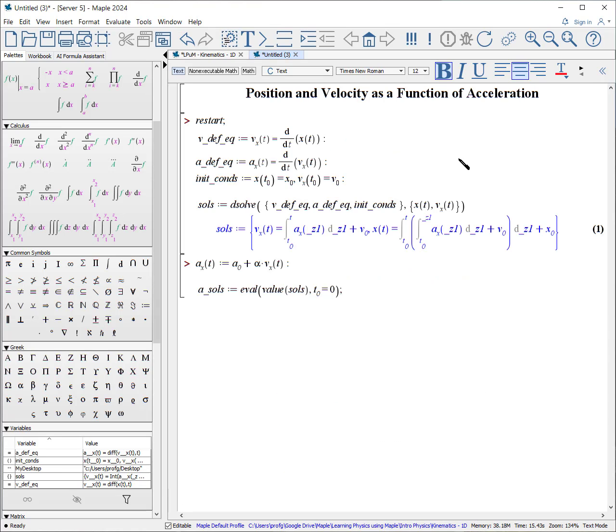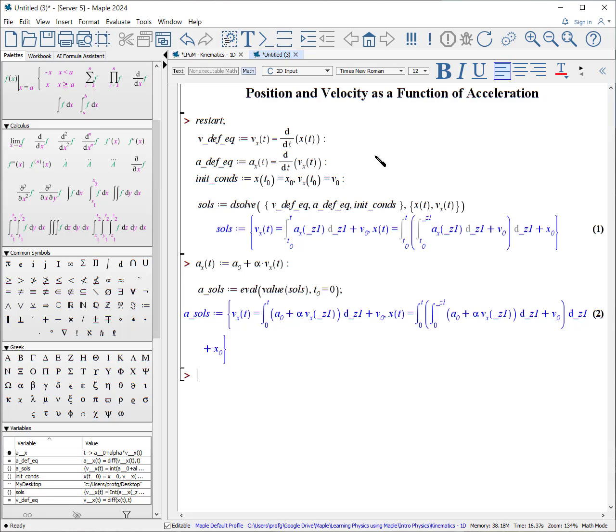But now we're going to do a problem where our integral equations fail. In this particular problem, the acceleration is not just a function of time, but it is also a function of the velocity, which might be a function of time. If we hit enter, and then we try to evaluate our solutions given this acceleration, we find out we get no solutions because, not surprisingly, velocity is the integral of itself.